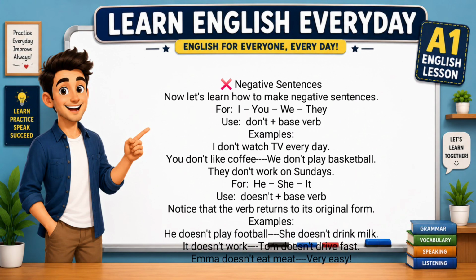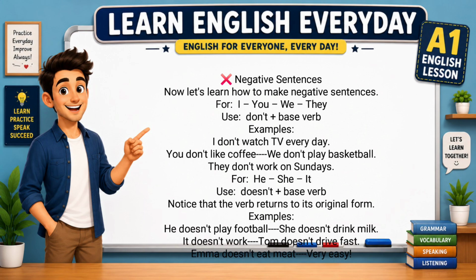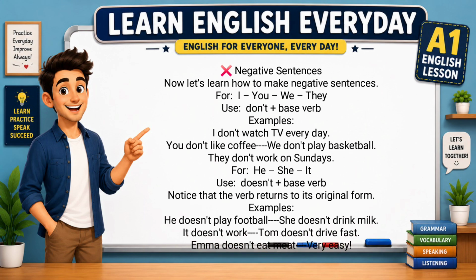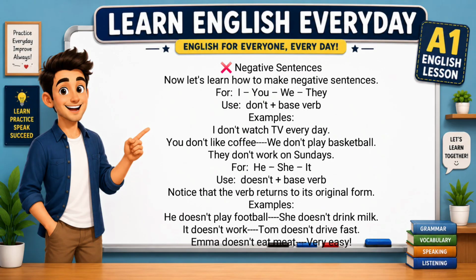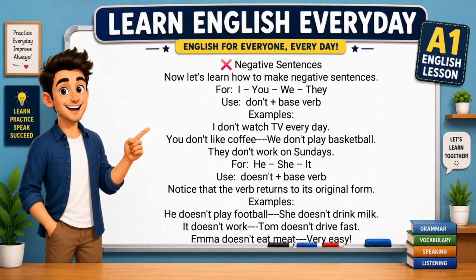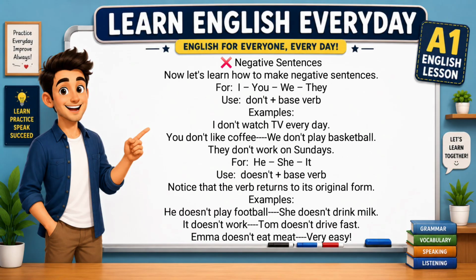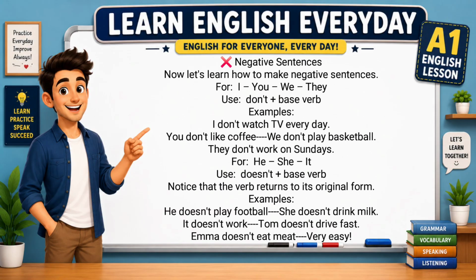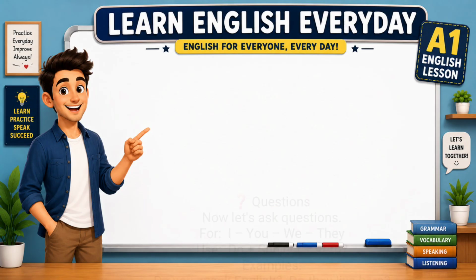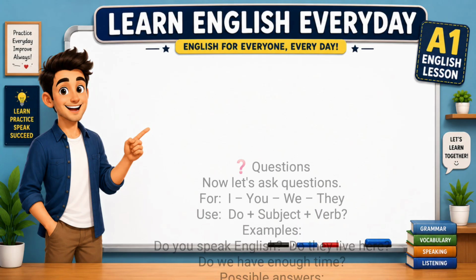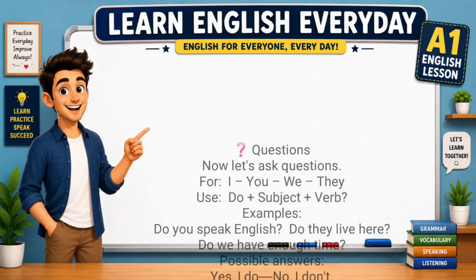For he, she, it. Use doesn't plus base verb. Notice that the verb returns to its original form. Examples: he doesn't play football. She doesn't drink milk. It doesn't work. Tom doesn't drive fast. Emma doesn't eat meat. Very easy.